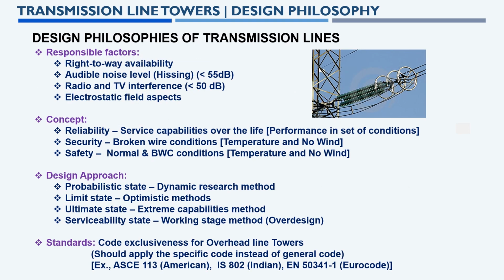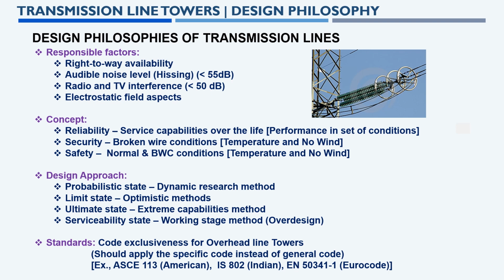When coming to the design philosophies of transmission line towers, there are 4 major things we need to consider. One is the responsible factor. This is right of way availability. Suppose the transmission line tower is located in a land area, access for the landowner and the utility over the lifelong period of the transmission line tower should be documented, so that there should not be any right of way issues in future.